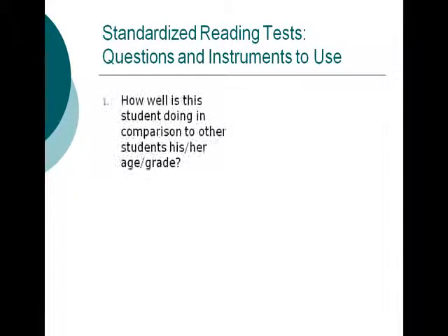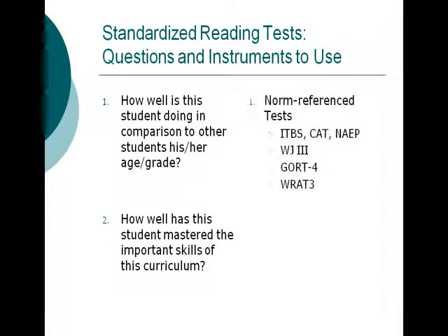So, what kind of questions to ask and which instruments to use? If your question is, how well is this student doing in comparison to other students his age or grade, then you do want a norm reference test. Because you want to know, are they above average or below average? Which of the kids do I need to worry about? Which of the kids seem to be right on track where they should be? Which of the kids seem to be advanced? And in case you're not familiar with all of these, they are all norm reference tests.